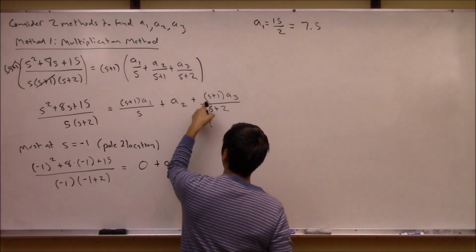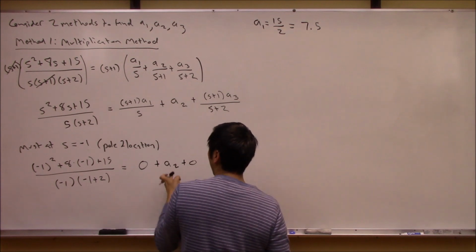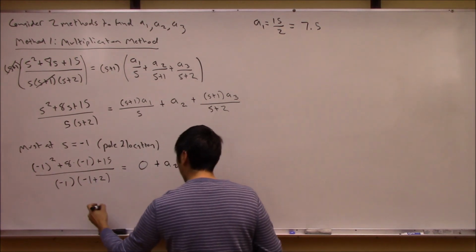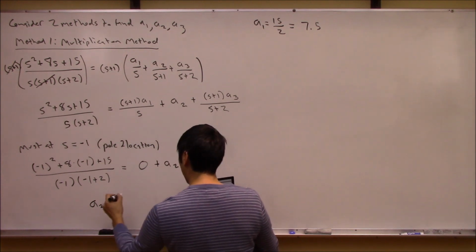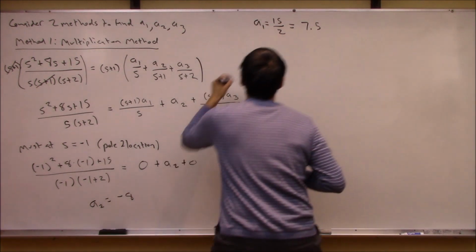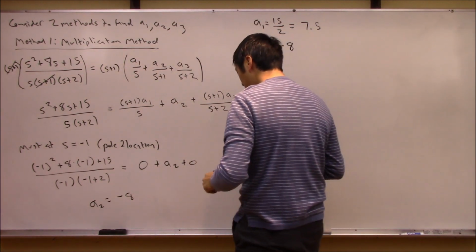And same thing over here. When s is equal to negative 1, you take out this numerator, so this is a 0. So again, a2 is just a bunch of numbers. And I think the number that this particularly comes out to be is minus 8, right? So great. Here we go. a2 is just negative 8. Okay, and here you go.